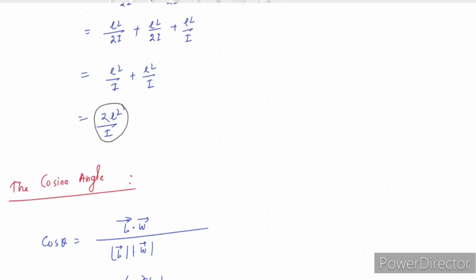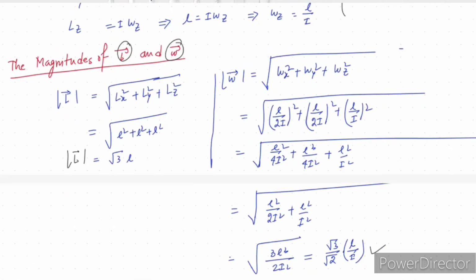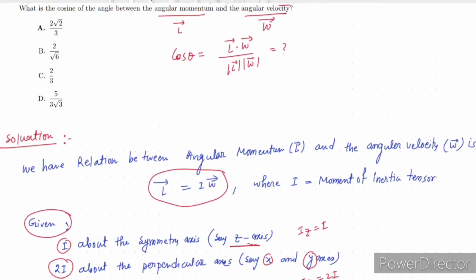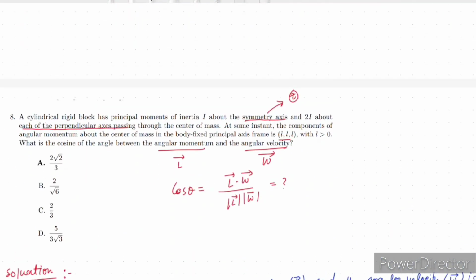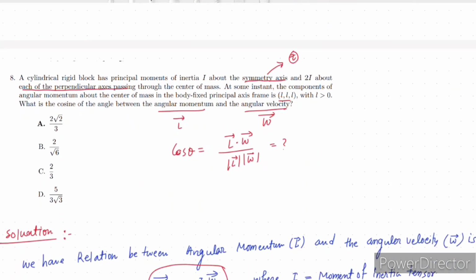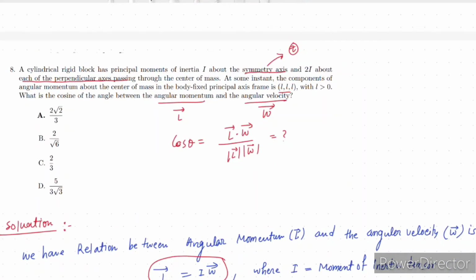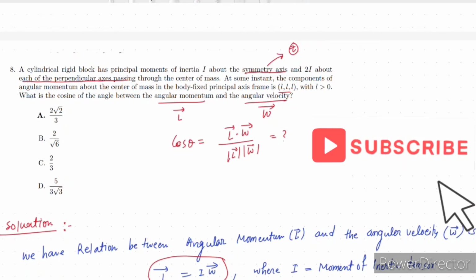So it is a very easy question. In the JEST examination they actually asked this. I think you understand what was actually asked in this question: what is the cosine of the angle between the angular momentum and angular velocity?